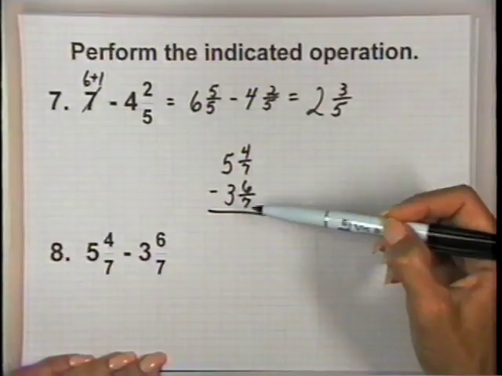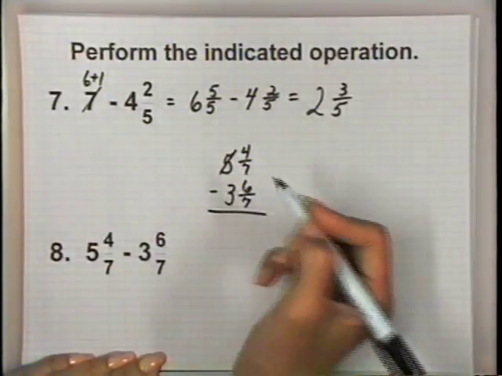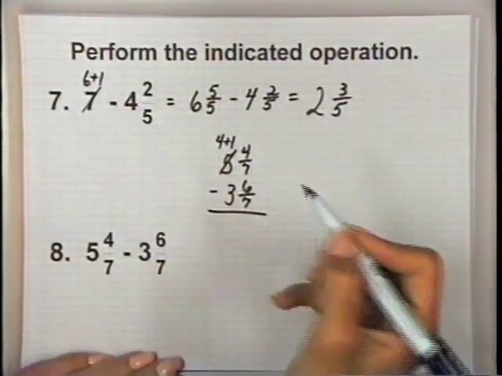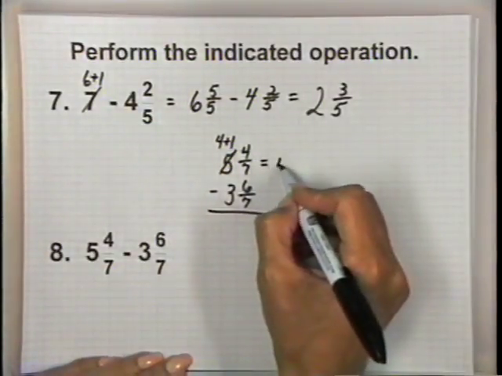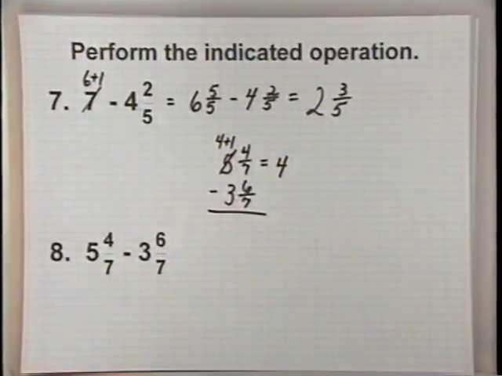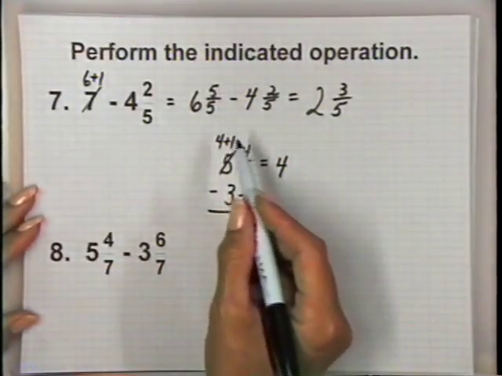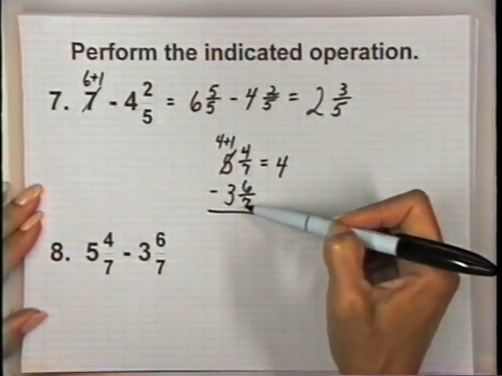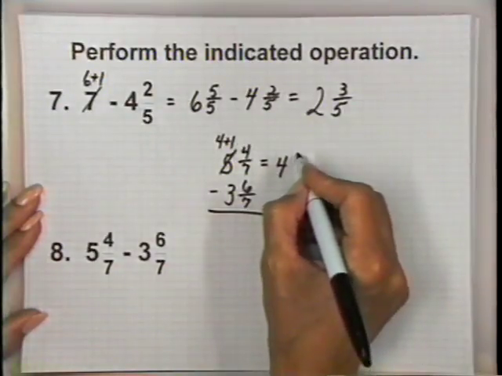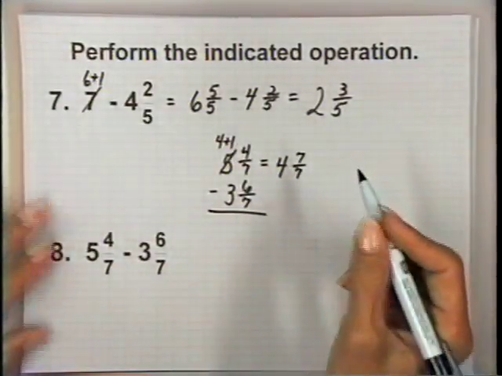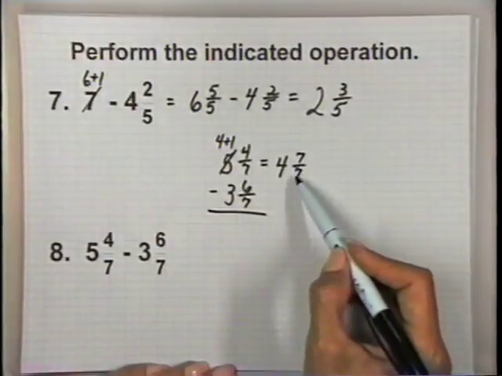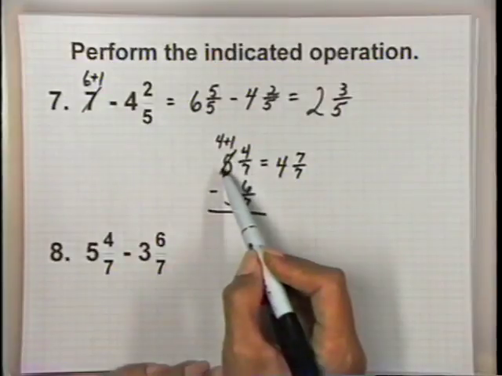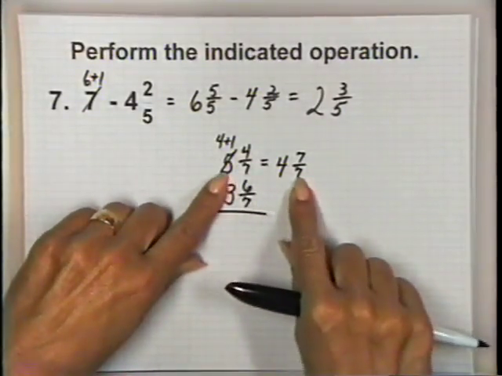So that tells me that I want to borrow. I want to borrow one from my whole number 5. I'll write my whole number 5 as 4 plus 1. So I have a 4. And how do I want to write the 1? Well, look at my denominators. They are 7s, aren't they? So I want to write my 1 as 7/7. The 4 and 7/7 means the same as 4 plus 1, which is equal to 5. So I've represented the 5.